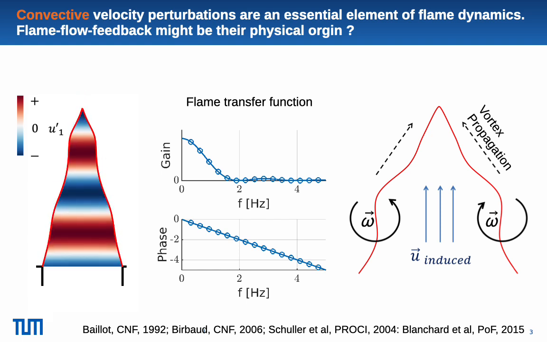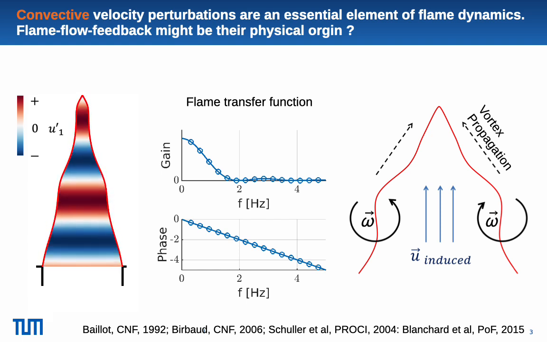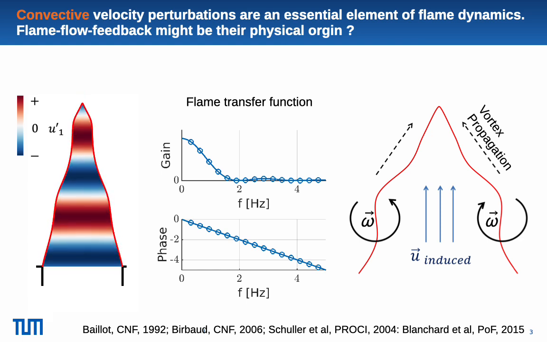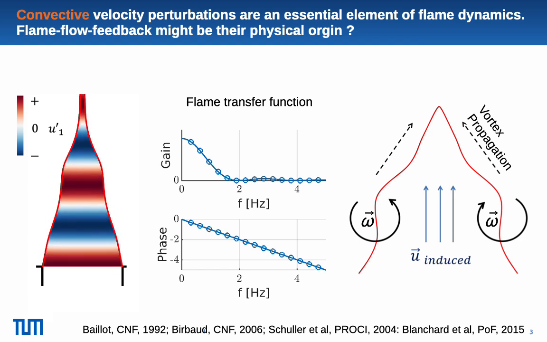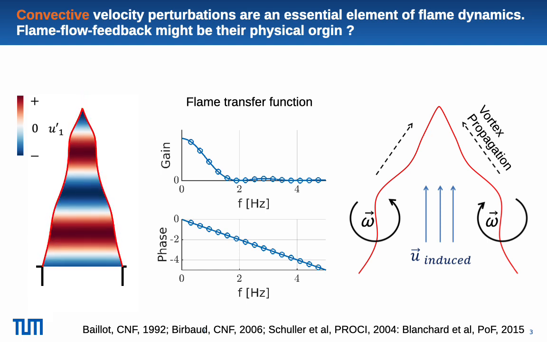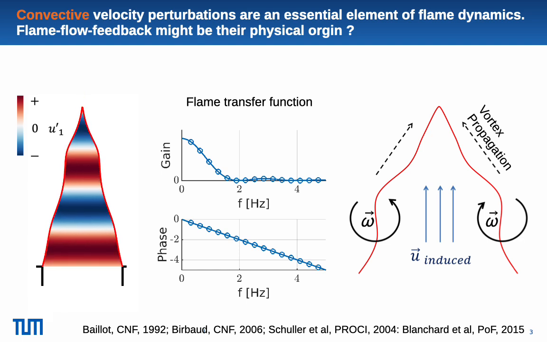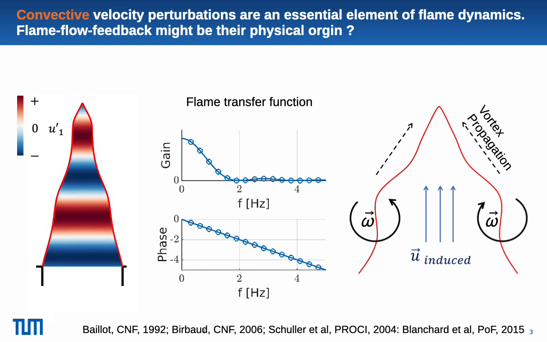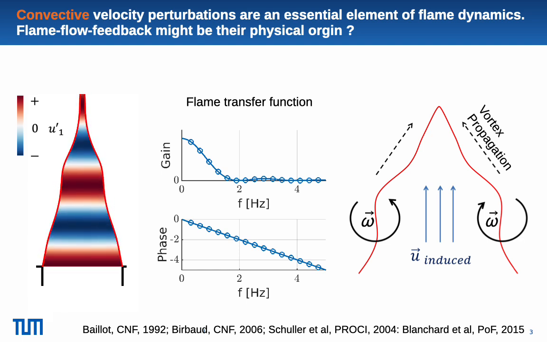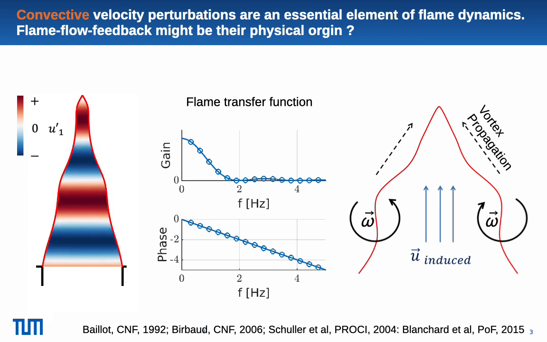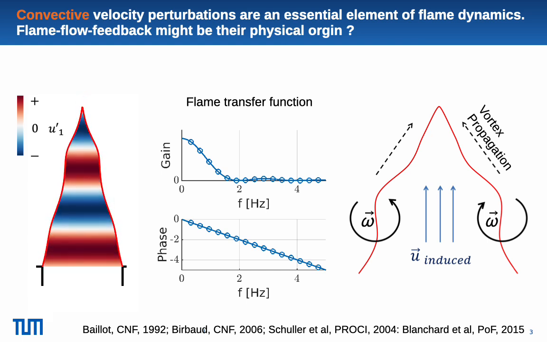The effect of these perturbations on flame shape and flame heat release are illustrated in this cartoon here that was prepared by Thomas Steinbacher. Then a few years later, Thierry Schuller also included more or less ad hoc convective velocity perturbations in his G equation-based models of the flame transfer functions.